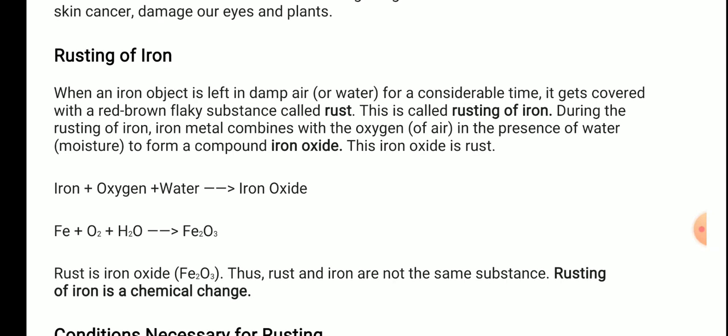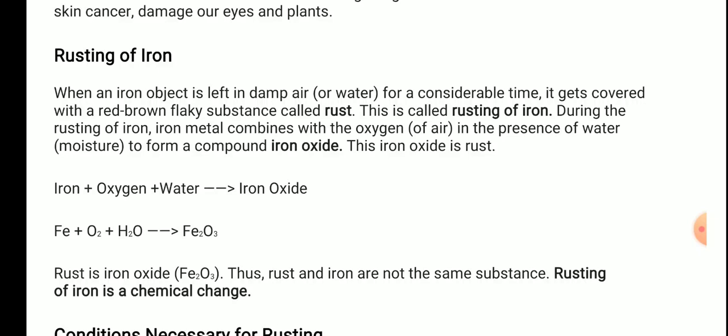When iron reacts with oxygen and the water present in the atmosphere, the compound that is formed is iron oxide, and that iron oxide is called rust. Again, during the rusting of iron, iron metal combines with oxygen and water present in the atmosphere to form the compound iron oxide. This iron oxide is rust.